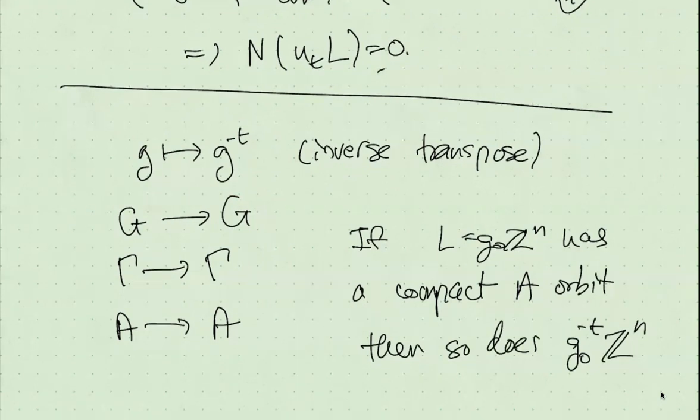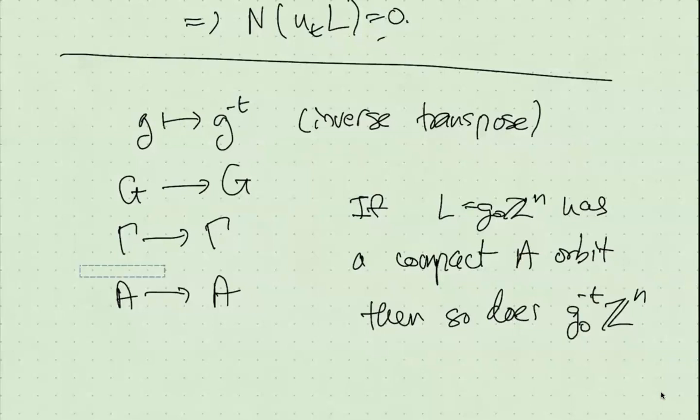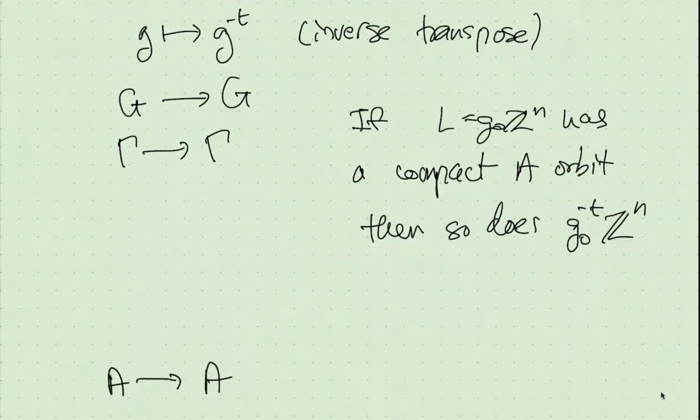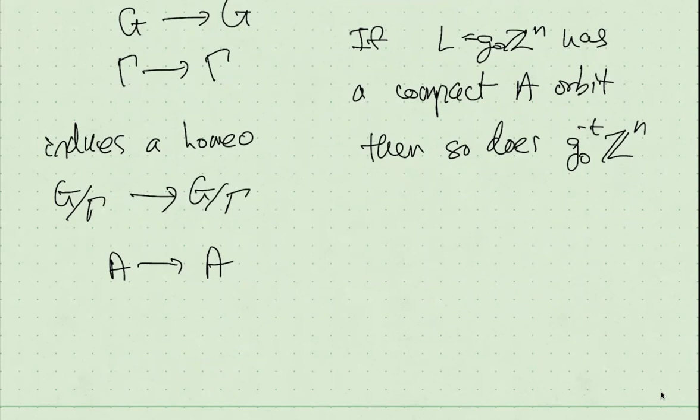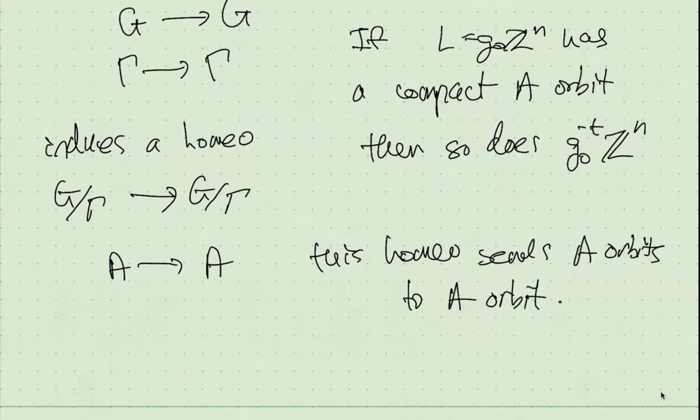So maybe I'll write that down here. I'll make more space, sorry. So this induces a homeo. And since it maps A to A, this homeo sends A orbits to A orbits. In particular, it sends compact A orbits to compact A orbits because it's a homeomorphism. So it sends this compact A orbit of this lattice to the orbit of this lattice, which is therefore also compact.